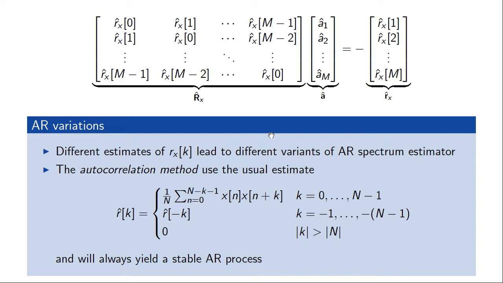However, one can show that if we obtain an estimate of the autocorrelation function, just as we did in the periodogram, for values between 0 and n-1, which is the data that we have, then using that estimate in the way that we prescribed in the previous slide will always yield a stable AR process. And this is usually referred to as the autocorrelation method for AR spectral estimation.